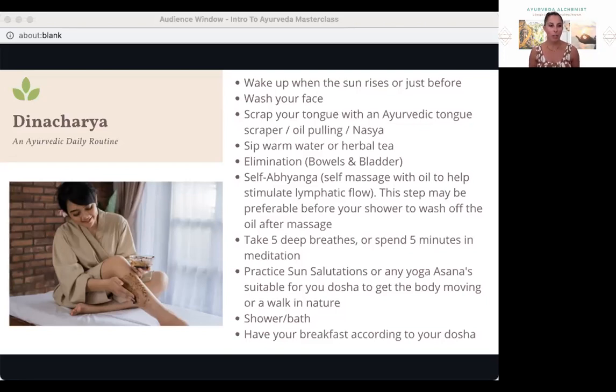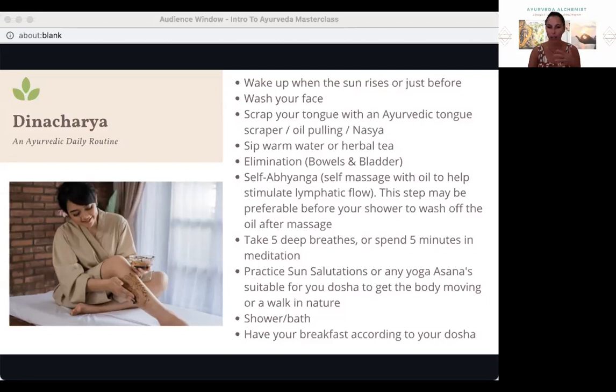Taking 5 deep breaths or spending 5 minutes in meditation is such a nice way to really tone the vagus nerve. Like I've mentioned multiple times now, we're constantly being overstimulated and our senses are always being drawn externally. What toning the vagus nerve does is it helps us respond better to stressful situations. When we do breath work and meditation, it also helps stimulate the parasympathetic nervous system. Typically these days, we're constantly in that fight and flight response.